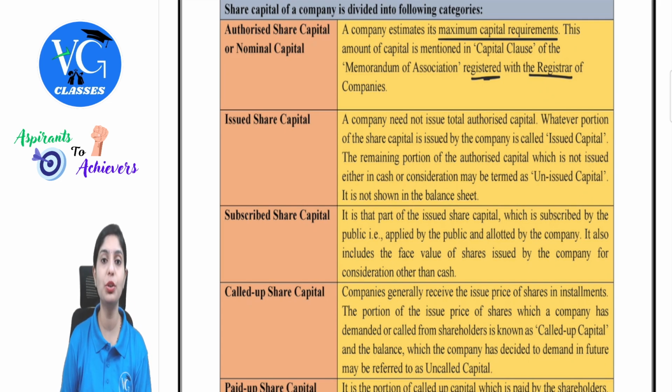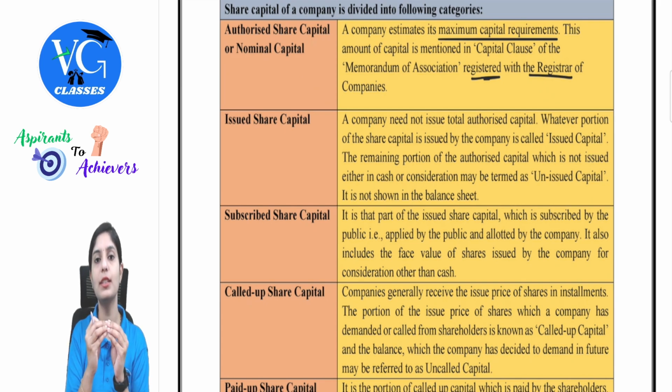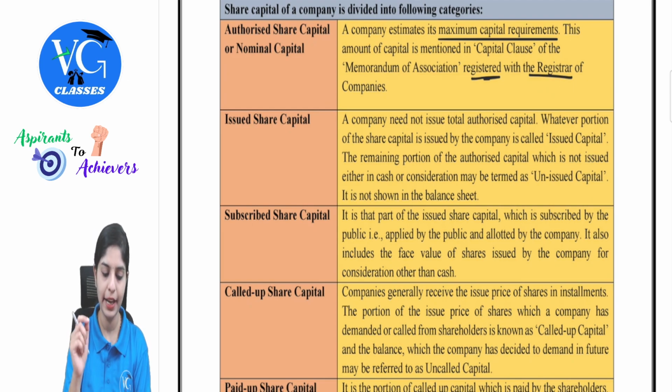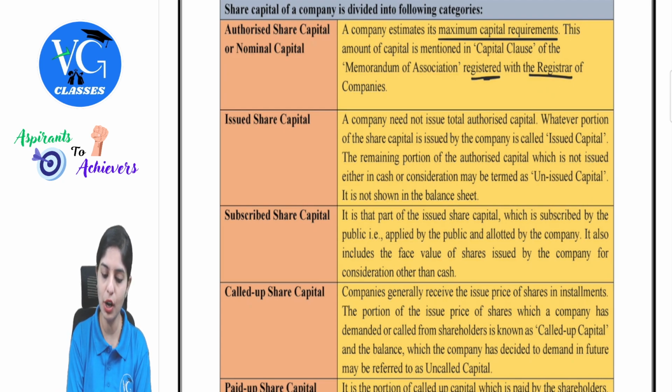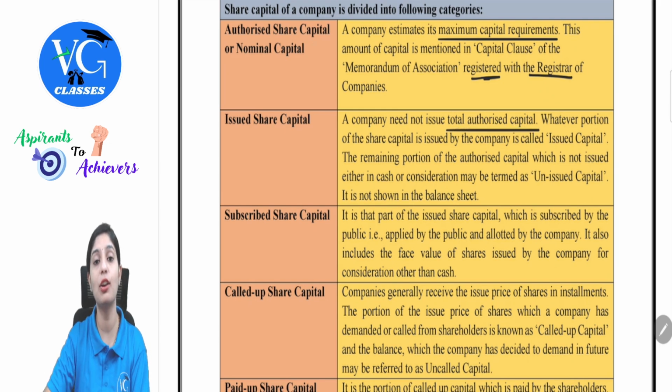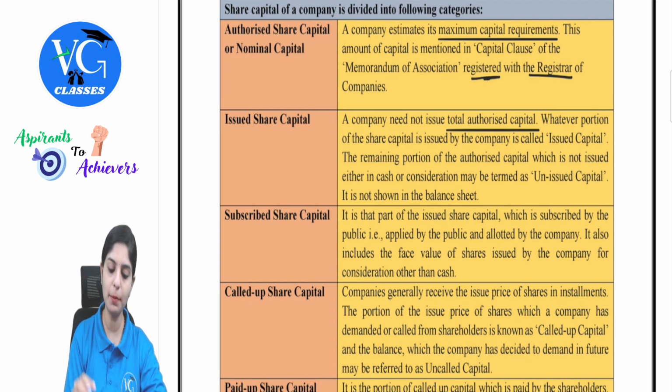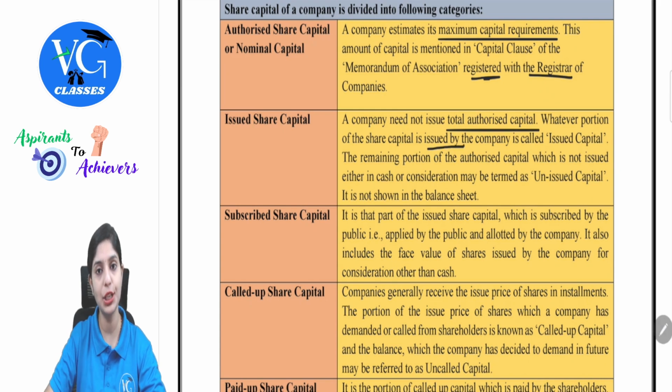Done. Next, issued share capital. Now, in all of the types of capital which we are going to understand, there is a chain effect which we can observe. So, you will understand this one by one as and when we discuss. Issued share capital. Now, what does issued share capital mean? Nothing but share capital which is issued to the general public. So company need not issue total authorized capital. So it is logical that at one shot itself the company need not issue the total authorized capital. They can only issue what is required for that particular business activity for what they are expecting currently. Whatever portion of the share capital is issued is called as issued capital.